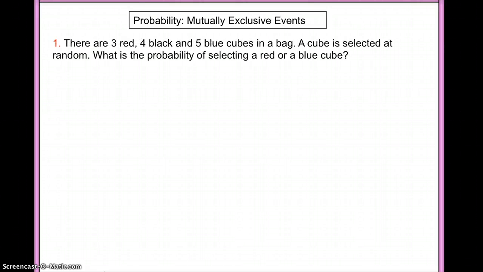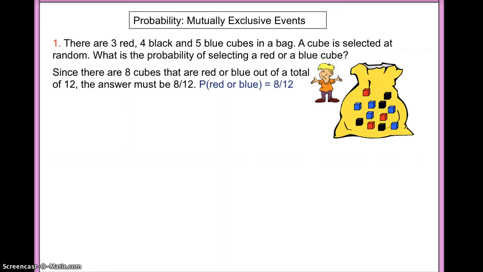Given a problem that says there are 3 red, 4 black, and 5 blue cubes in a bag, the question is, what is the probability of selecting a red or a blue cube? You have done this before, but you were not aware that you are doing a mutually exclusive event probability. Probably inside your head you already know it's 8 out of 12. But let's talk about it in detail.